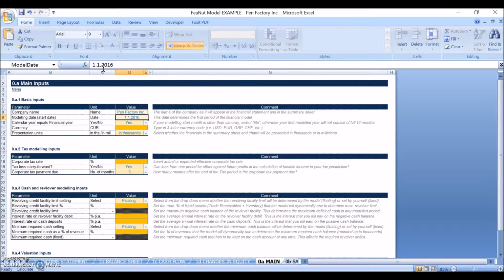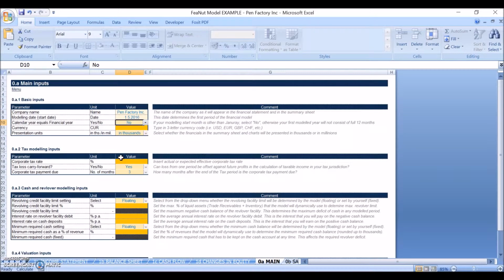But in case, for example, that for whatever reason my starting date will be, let's say, 1st of May 2016, then my financial year does not correspond with my calendar year. Therefore, I have to switch it to financial year in here. So I'll select no, and now the model knows that my financial year starts at the 1st of May. And it will reflect that in all the other modeling tables.